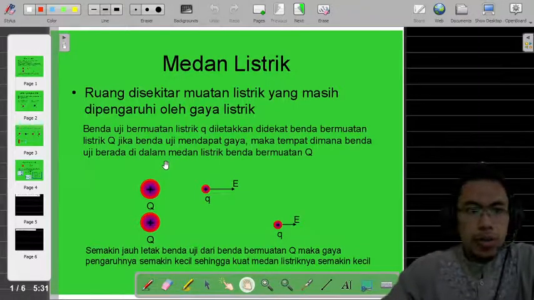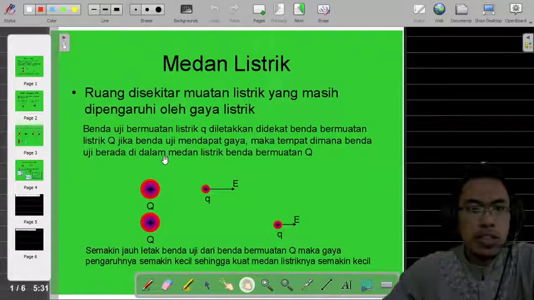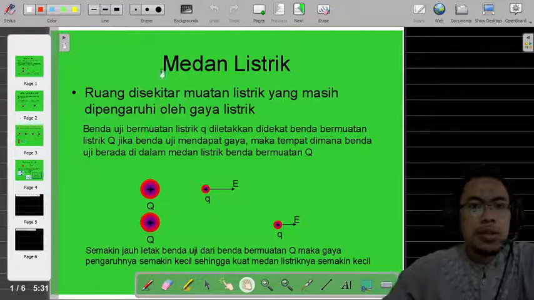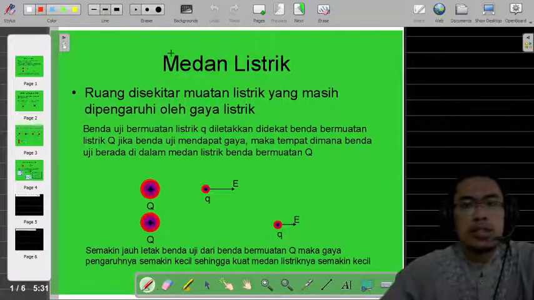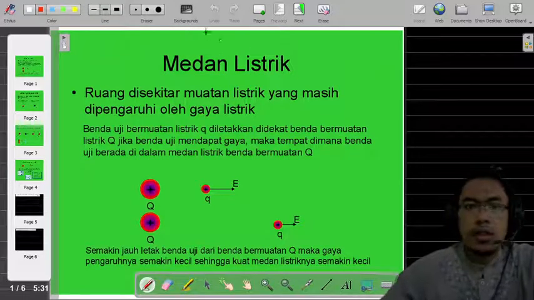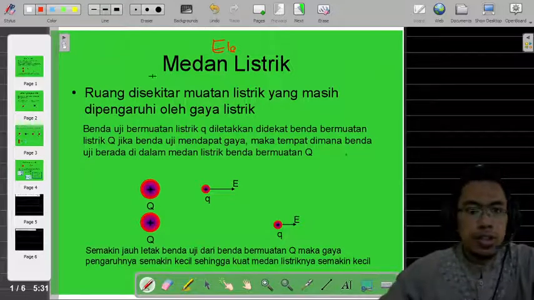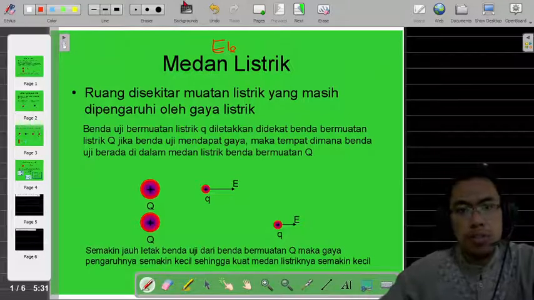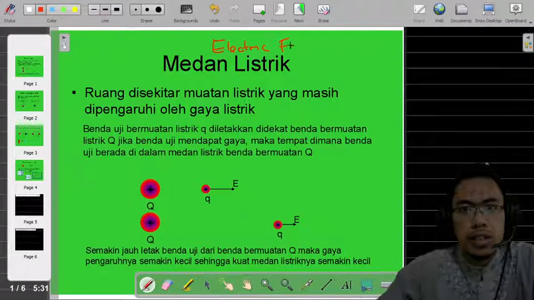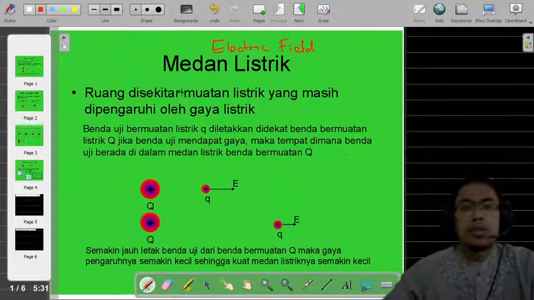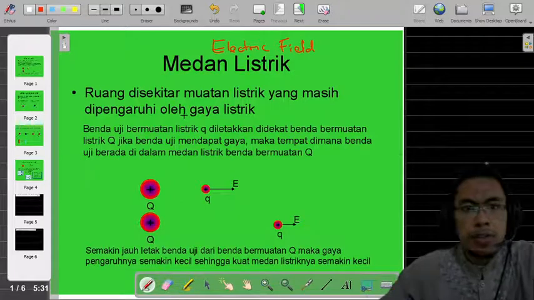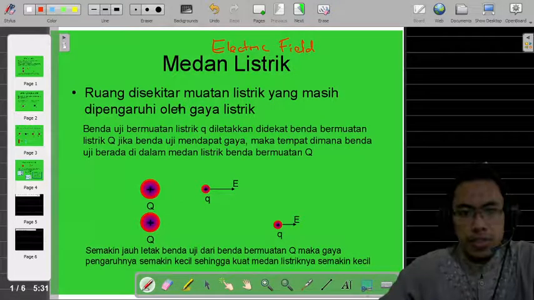In this video, we are going to talk about a new topic. It is still about electric things, but now we are going to learn about the electric field. I'm sorry if this slide is in Bahasa Indonesia, but I will translate it for you. This is the electric field, or medan listrik in Bahasa Indonesia. So what is the electric field?